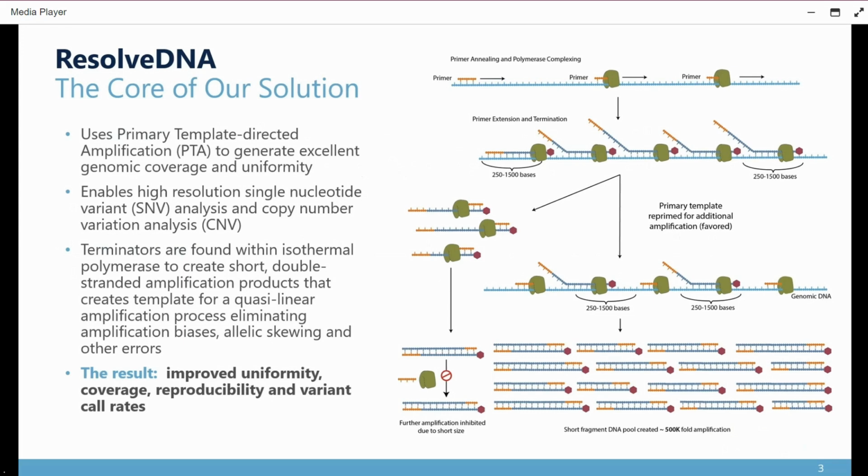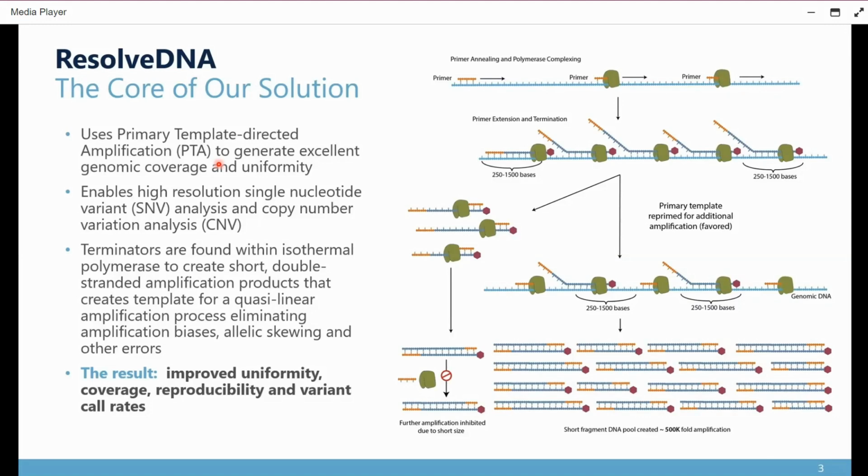Let's start with Resolve DNA. Resolve DNA is the core of our technology at BioScribe Genomics. Resolve DNA is powered by a method known as PTA, Primary Template Directed Amplification. Resolve DNA with PTA methodology increases the fraction of the genome covered, provides much higher uniformity of the genome, and a much better allelic balance than any other method of whole genome amplification on the market.